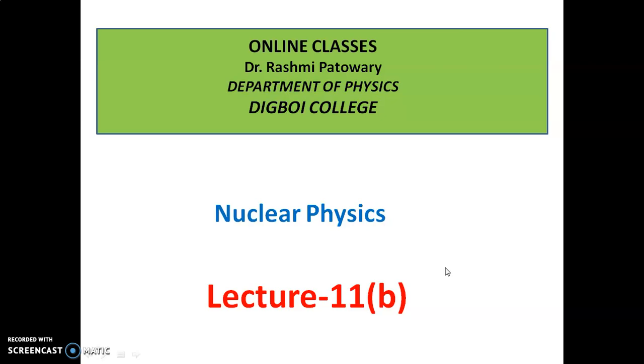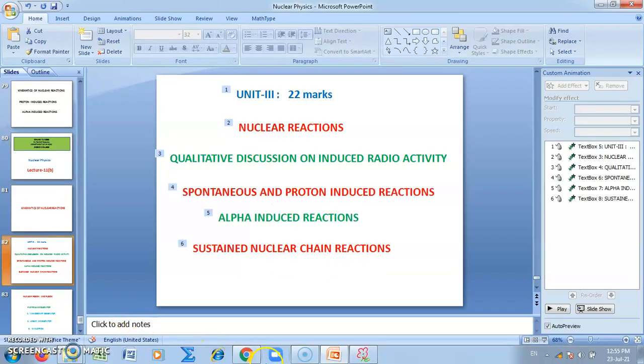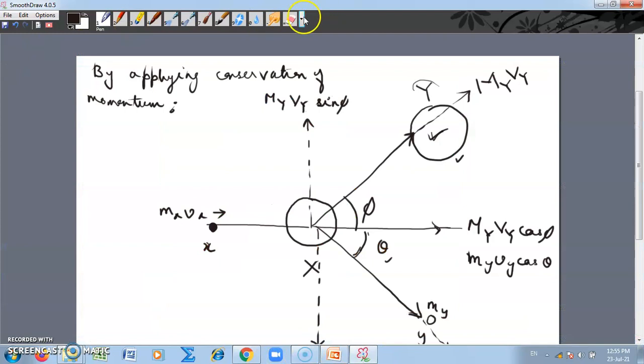Students, we have been looking at nuclear reaction kinematics, and this involves the measurement of energy evolved and absorbed in nuclear reactions. What we were about to do is find the expression for the Q value in a certain reaction.